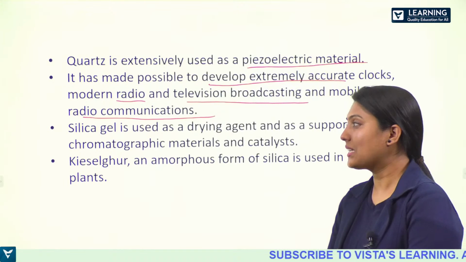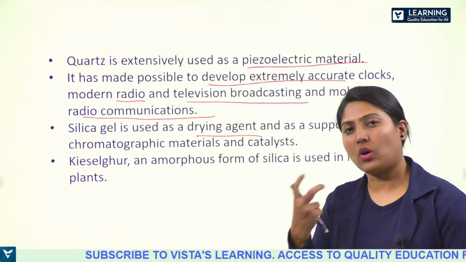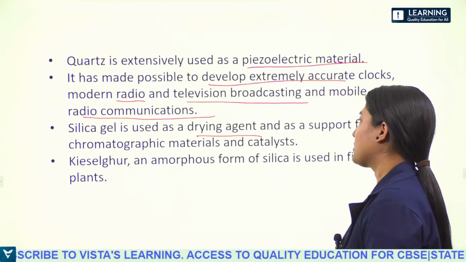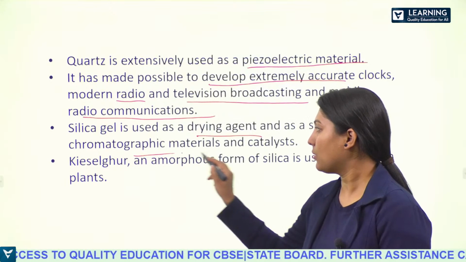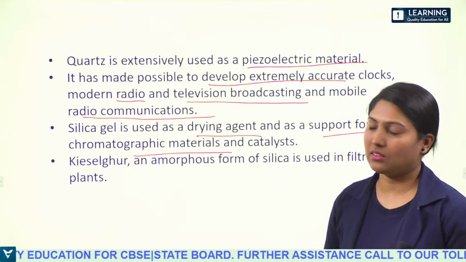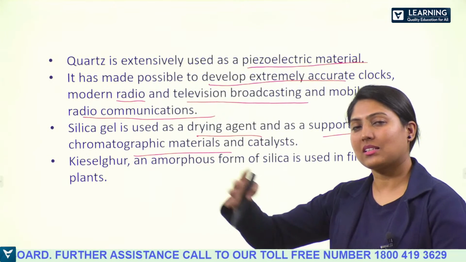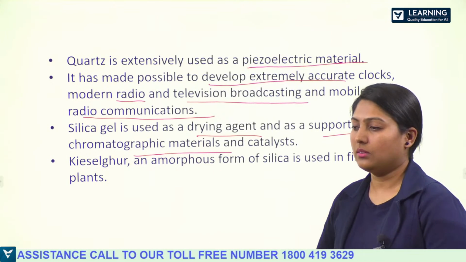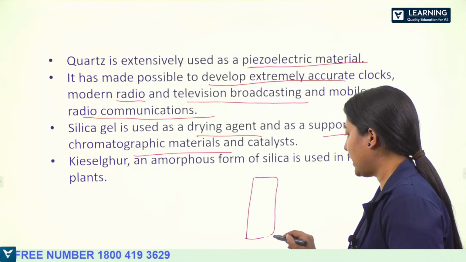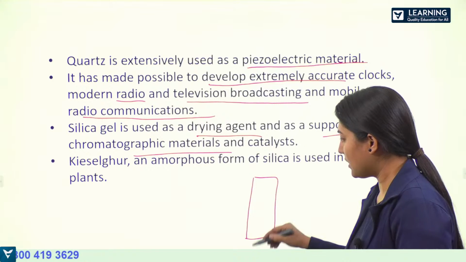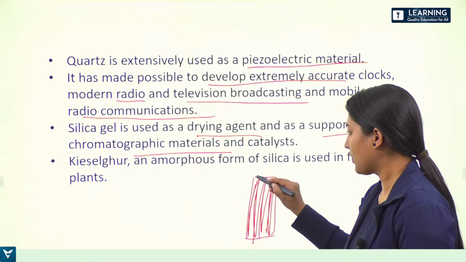And we have silica gel, which is used as a drying agent. As it absorbs water molecules easily, it is used as a drying agent and as a support for chromatographic material and catalyst. Chromatographic, what happens? We use this silica gel as a plate layer. So on this, silica gel will be there. So this acts as a base.